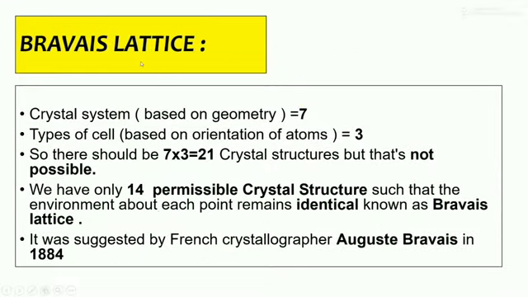Now let us discuss Bravais lattice. So there are 7 types of crystal system based on geometry and 3 types of unit cell based on orientation of atoms. So there should be 7 multiplied by 3, which is equal to 21 crystal structures, but that's not possible. We only have 14 permissible crystal structures such that the environment about each point remains identical, known as Bravais lattice. It was suggested by a French crystallographer, Auguste Bravais, in 1884.